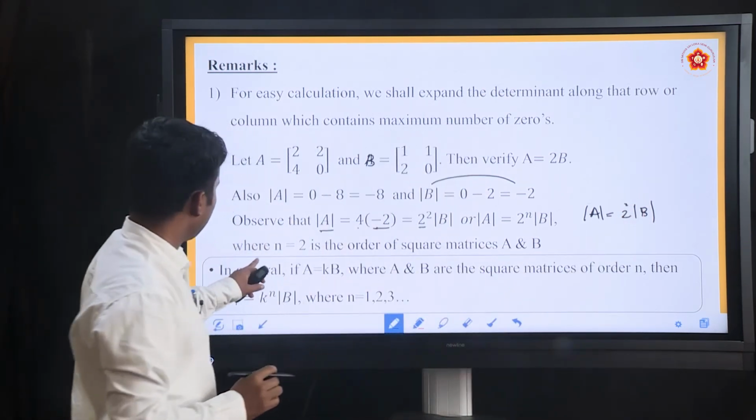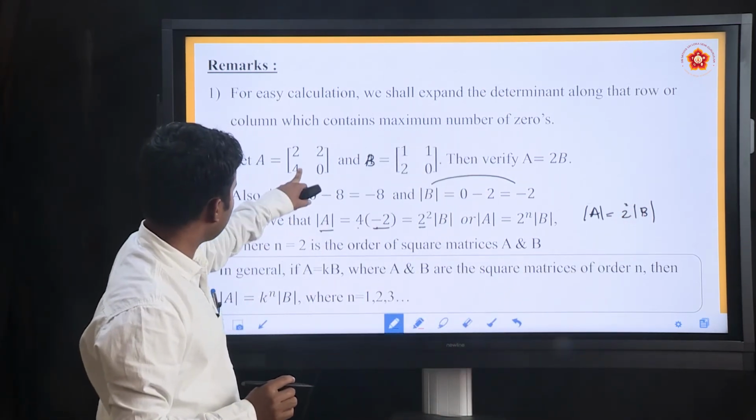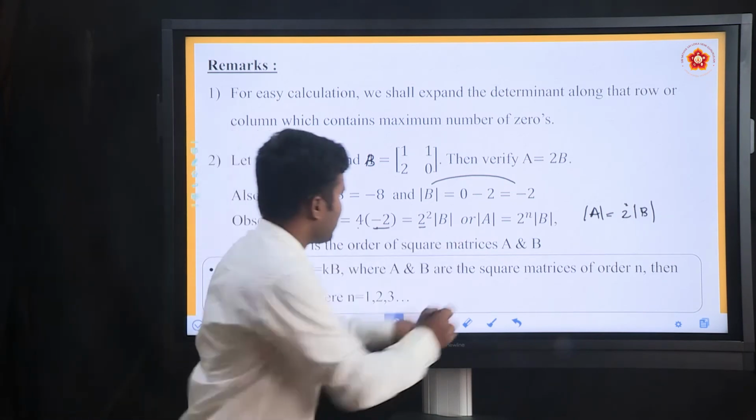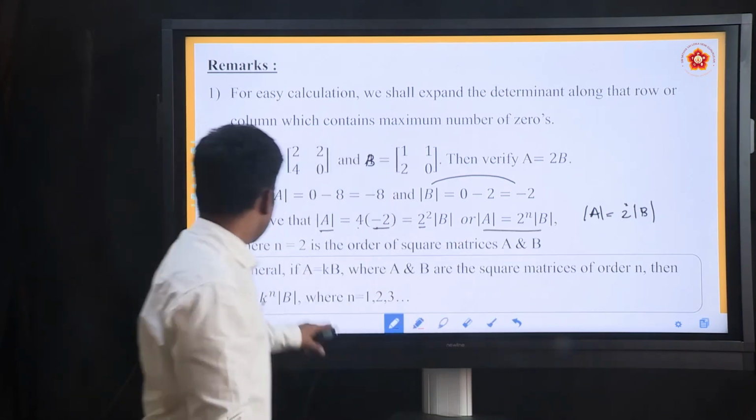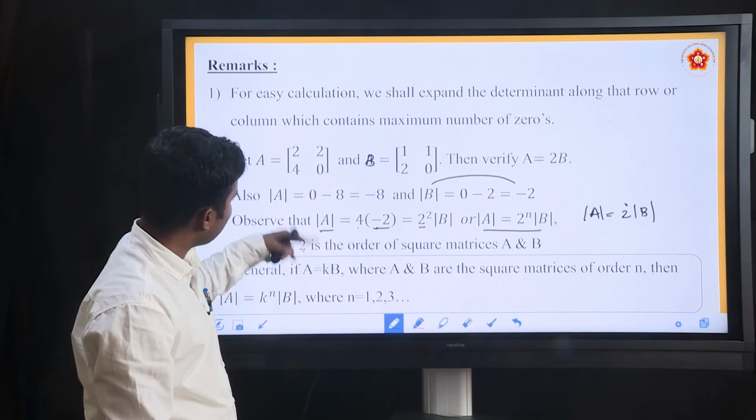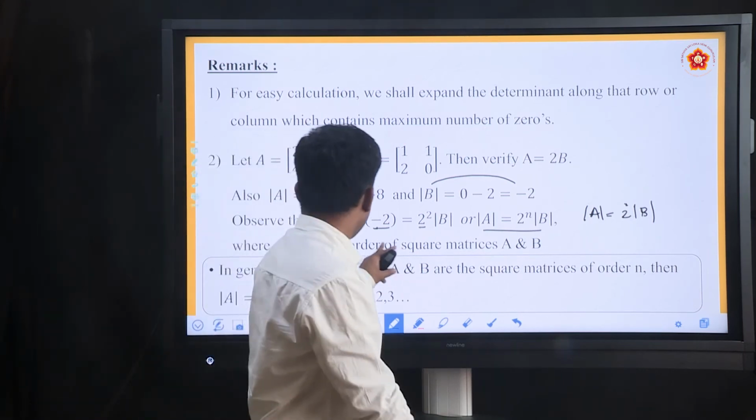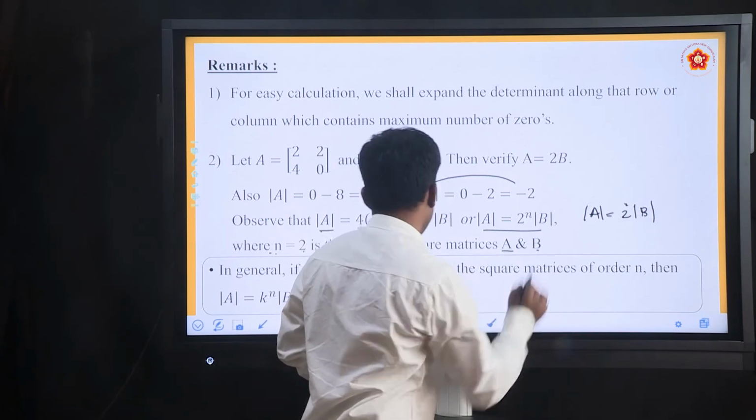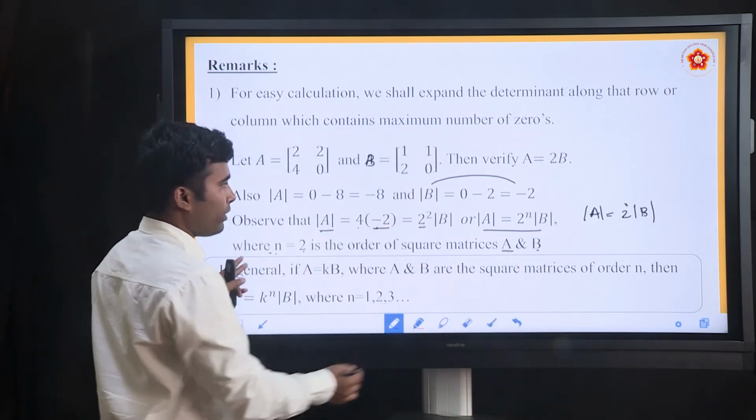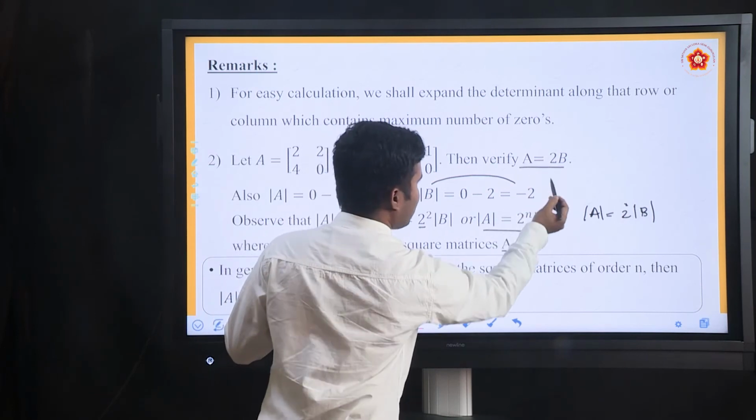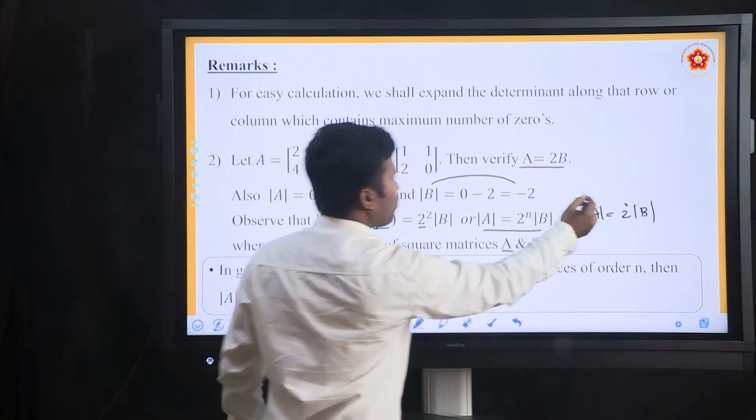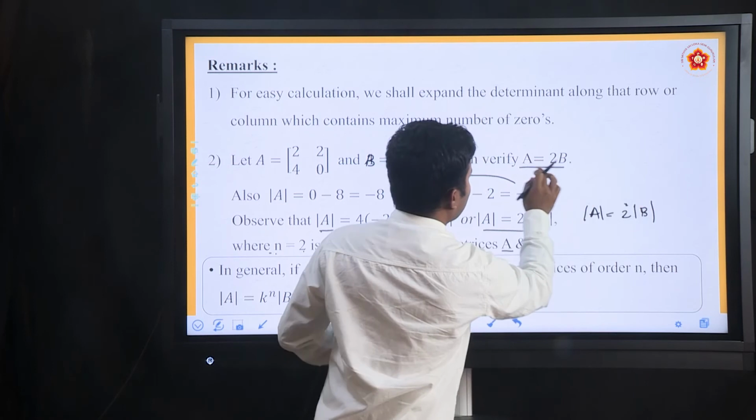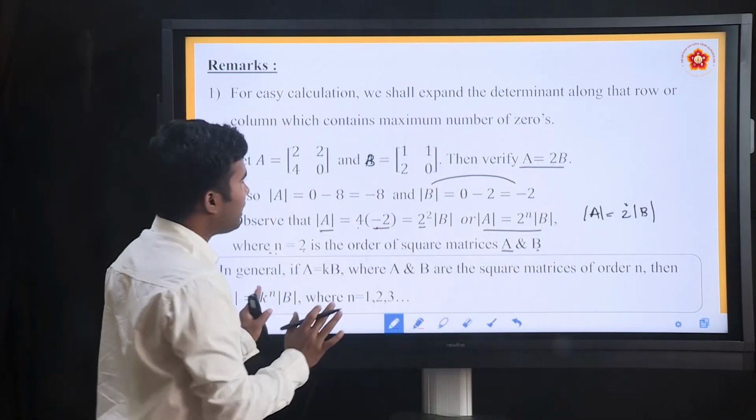Now, what is the order here? That is n. So, this is a general thing we have written. Here, n is equal to 2, which gives the order of the matrix, a square matrix actually. So, A and B are square matrices of order 2 when n is equal to 2. We can find that A is equal to 2 times B, which is very clear.